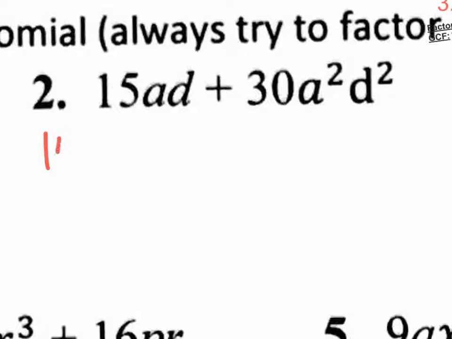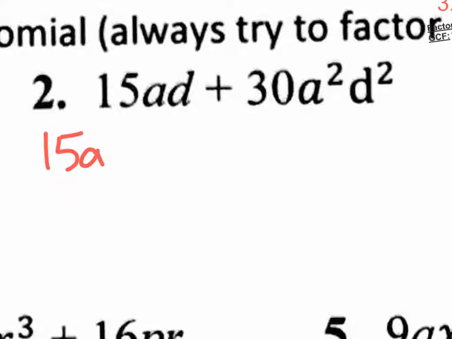We are pulling out a 15, but what else could you pull out? Well, you have an a right here, and you have an a right here. So what is the maximum amount of a's that you could pull out from both? Well, the maximum amount of a's you could pull out from both is simply 1a. Yeah, it's true that you have 2 a's over here, but over here you only have 1a.